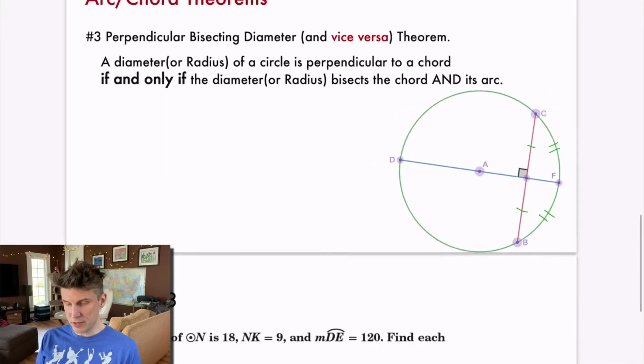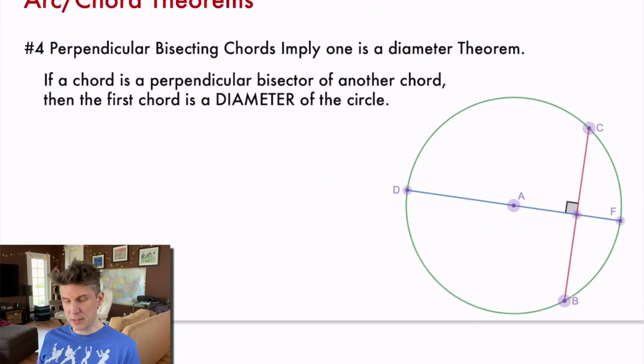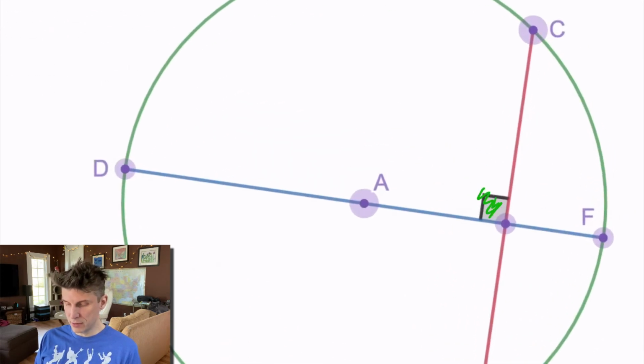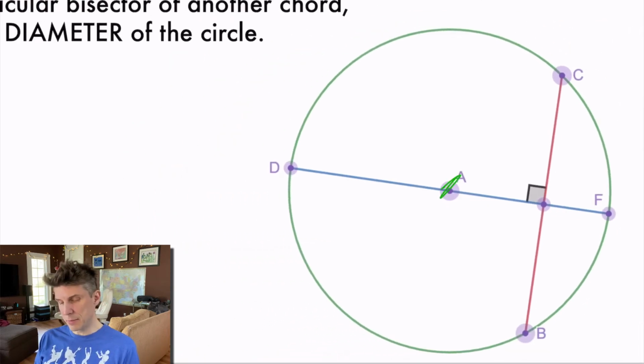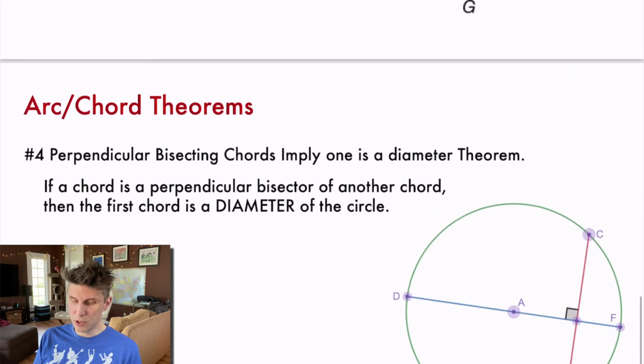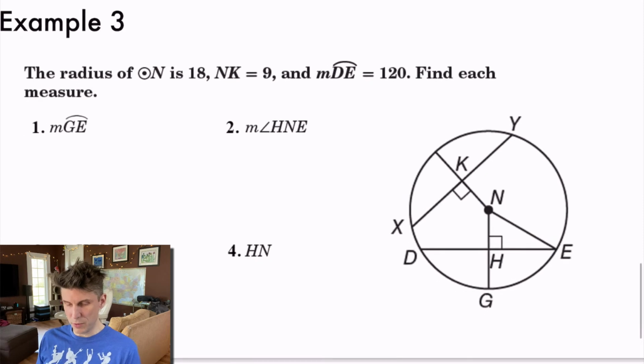The other thing to note is the next theorem. I'm just going to state it now. The next theorem says that, well, I take it back. If you look at a chord that you don't know if it's the diameter, and it's a perpendicular bisector of another chord, that chord must be a diameter. So you can assume that it's a diameter, and that's actually a really cool property, which we will talk about shortly.